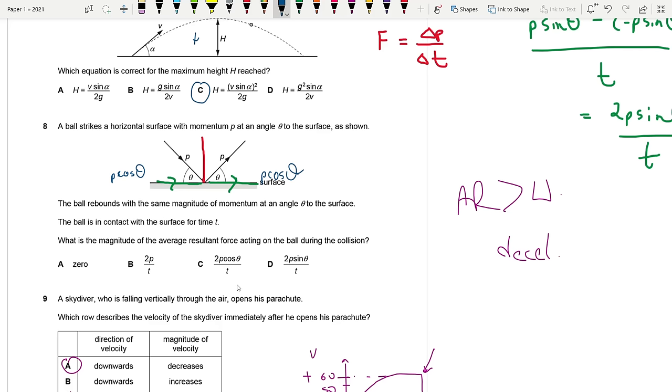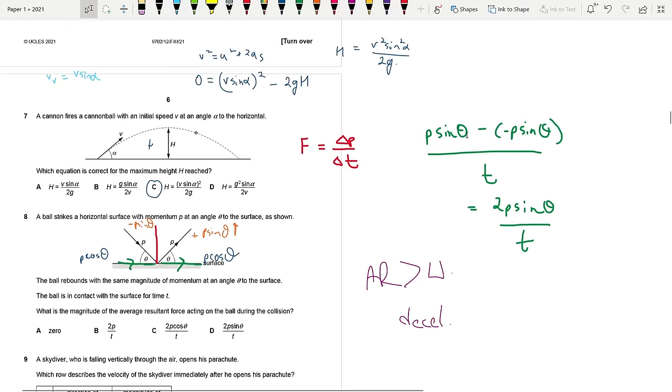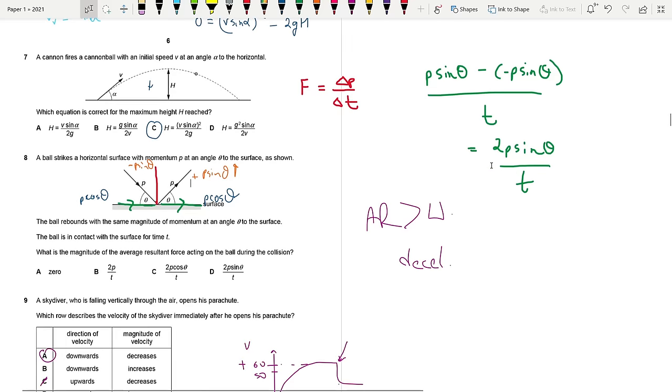But what about the vertical component? Initially, the vertical component of momentum is actually p sine theta downwards. Let's consider that to be negative, and at the end, that's actually p sine theta upwards. So let's consider that to be positive. So let's find out the change in momentum. The change in momentum will actually be p sine theta minus minus p sine theta, right? Because final momentum minus initial, and there's a negative sign inherently, so minus plus. So it's p sine theta plus p sine theta, so 2p sine theta, and we know that force is the rate of change of momentum, so that's 2p sine theta divided by time t, so 8 is actually D.